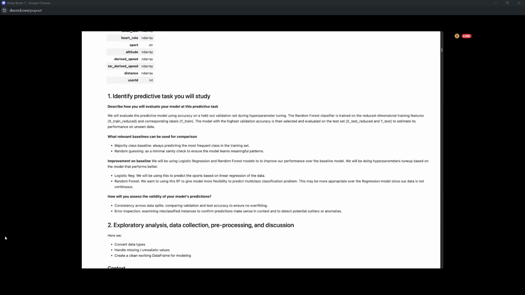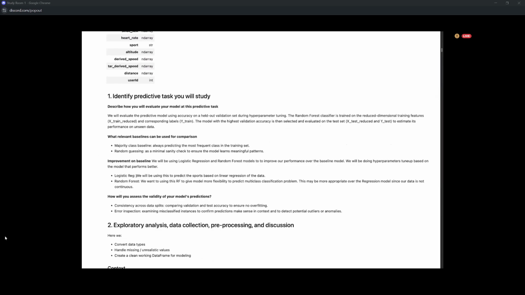Our baselines are going to be a majority class baseline and random guessing. The majority class baseline will always predict the most frequent class in the training set. Pretty simple as that. And for random guessing, we're going to be utilizing random chance, just randomly guessing based on what's out there. Then we're going to try and improve those baselines using logistic regression and random forest to improve our performance over the baseline models. And then we'll be doing hyperparameter tune-ups based on the model that performs better, whether it's logistic regression or random forest.